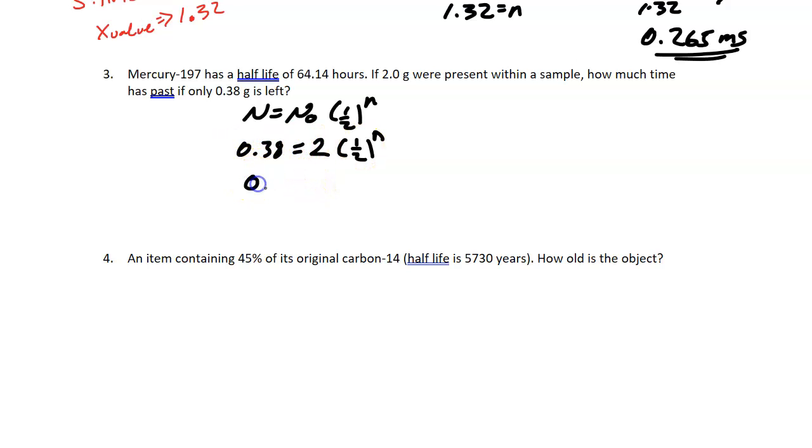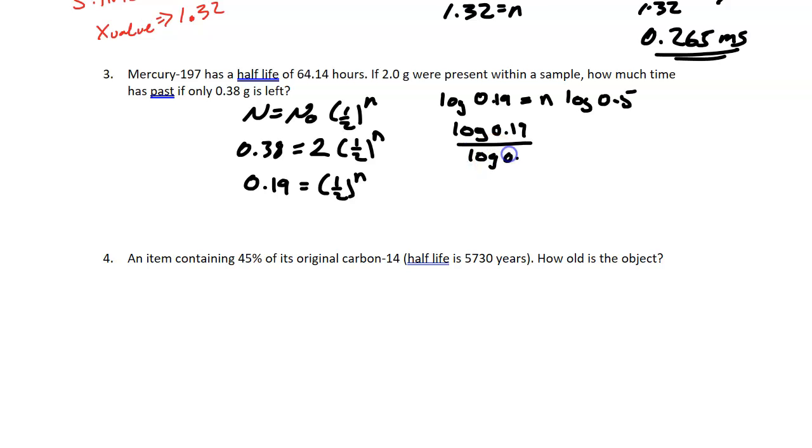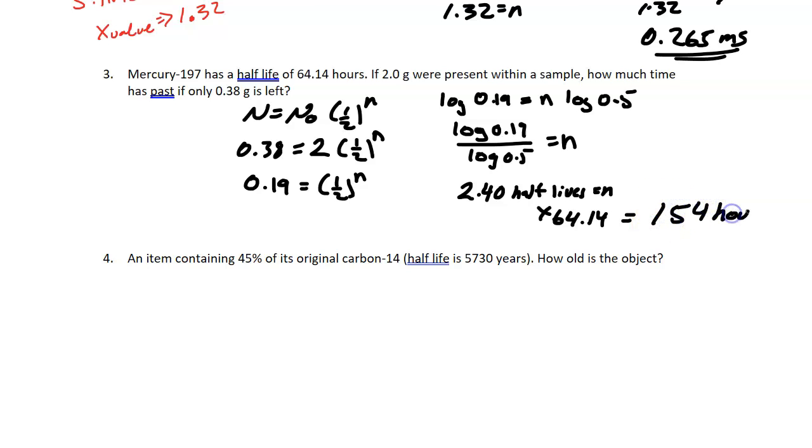Dividing both sides by 2 gets you 0.19 = (1/2)^n. Again, solving it graphically is fine, or solving it using logarithms, and I'm just going to show it with logarithms. Dividing both sides by log 0.5 to get n. When you calculate this, you find that 2.40 half-lives have occurred. Now, if each half-life is 64.14 hours and 2.4 half-lives have passed, you just multiply that by 64.14 to find that approximately 154 hours have passed during this time.